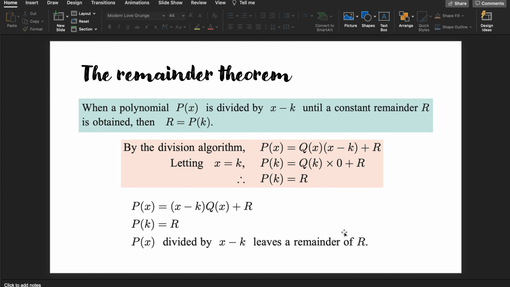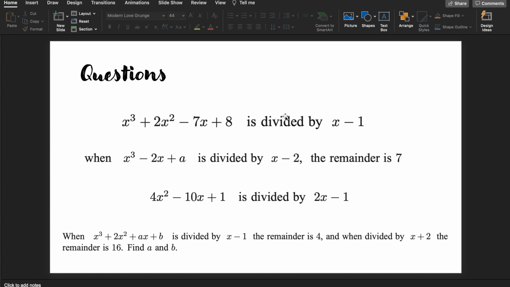Now let's look at this also. If p of x equals x minus k into q of x plus r, we get p of k equals r. So if p of x is divided by x minus k, it leaves a remainder of r. The takeaway from this slide is that if a polynomial is divided by x minus k, where k is a constant, then the remainder would be p of k. If that's clear, let's move on to the questions.